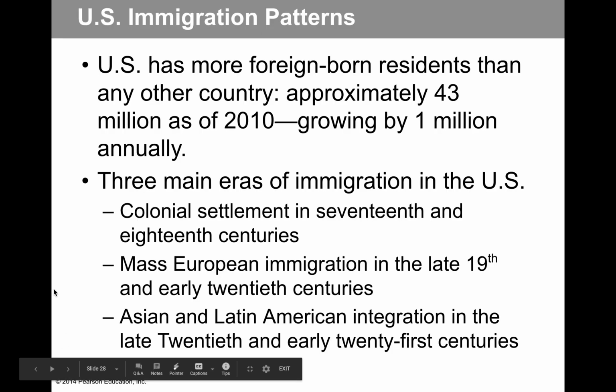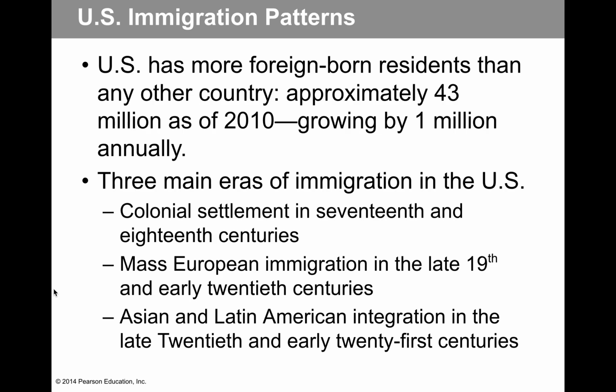The U.S. has more foreign-born residents than any other country, approximately 43 million as of 2010, growing by 1 million annually. The three main eras of U.S. immigration are first defined by the colonial era in the 17th and 18th centuries, so the 1600s and the 1700s. Most of those migrants are going to be from Europe, about 2 million Europeans. Most of those Europeans were going to be Great British, which accounts for nearly 90% of migration during the colonial period.